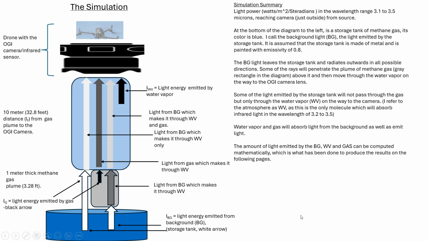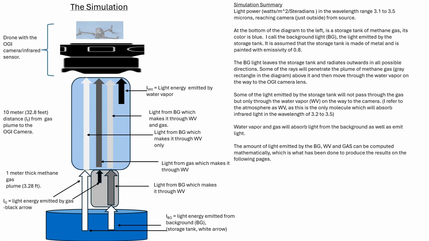So the background light, these white arrows, leaves the storage tank and radiates outwards in all possible directions, isotropic. Some light rays will penetrate the plume of gas, and this rectangle here is the plume of gas, and then go on to penetrate the atmosphere to arrive at the camera lens. I'm calling this water vapor because that's the main constituent in the atmosphere which will absorb light. And I'm assuming that is 10 meters, or 100 or 1,000 centimeters. The thickness of the methane gas plume I'm assuming to be 1 meter, so that's about 3.28 feet.